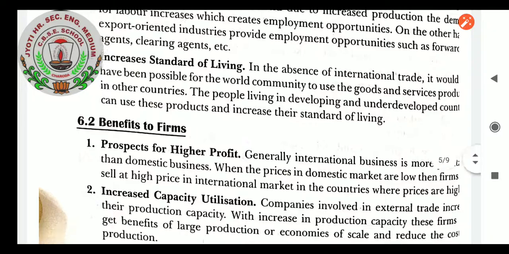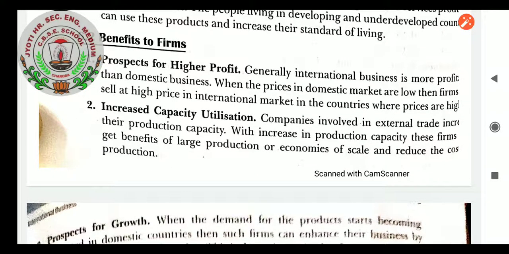Benefits to firms. Prospect for higher profit. Definitely, students, when a business is doing international business, the prospect of getting more profit is there, because in our own country, if the demand is not there, or we are not getting a good price, and the demand for the same good is in a foreign country, we can export it to gain more and more profit. Or you can say the market for the product increases, not only at national level but at international level. So generally international business gives more profit than domestic business. When the prices in the domestic market are low, firms sell at a higher price in international markets in countries where prices are high.